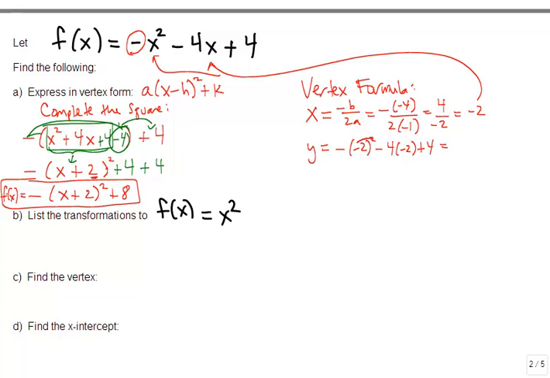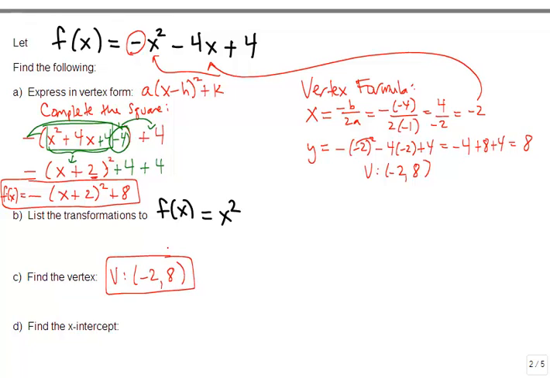So this negative squares away, but the negative on the outside will stay put. So negative 2 quantity squared becomes a 4, but because of that minus on the outside, it's a minus 4. A negative 4 times a negative 2 is a positive 8, and a plus 4, so that reduces to 8. So my vertex is at negative 2, comma 8. And that actually answers this question down here. So our vertex is at negative 2, comma 8.